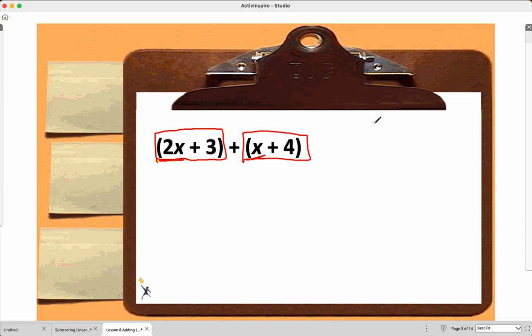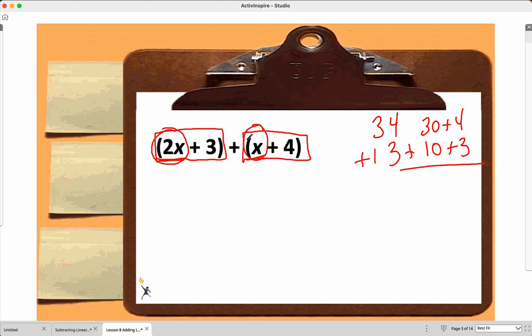If you think about it, it's like doing a problem like 34 plus 13. I could split that out to 30 plus 4 and 10 plus 3, and I still add them together to get the final answer. That's really what I do. I add place values at a time. I'm doing very similar things here, except instead of place values, I have x terms being added with x terms. So I'm going to use my commutative and associative properties to regroup and change the order.